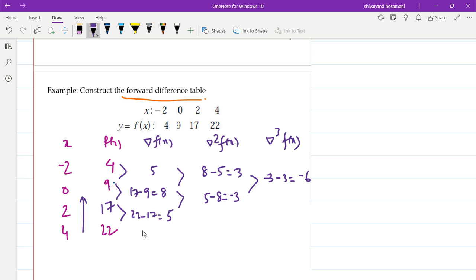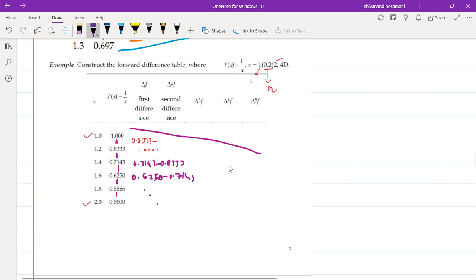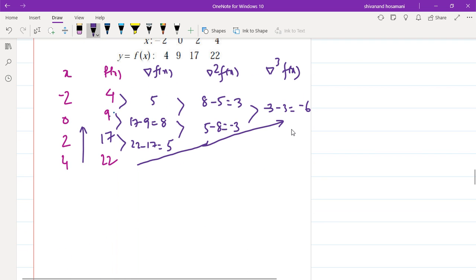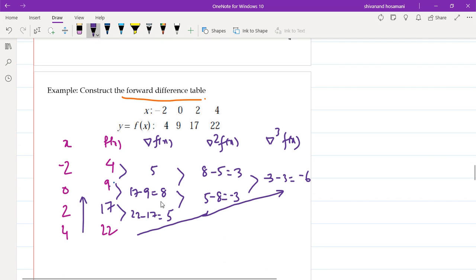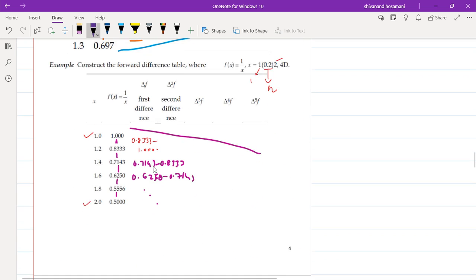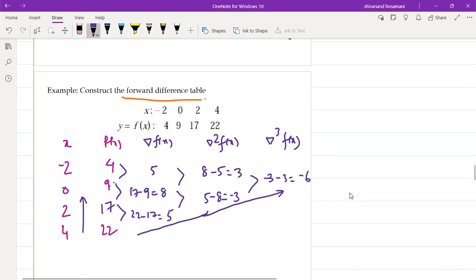But you can observe that this is going to be diagonal from the bottom, whereas in the forward difference table you have observed that this is going from the top, and here it is going from the bottom. It is diagonal from the bottom, and here it is diagonal from the top.